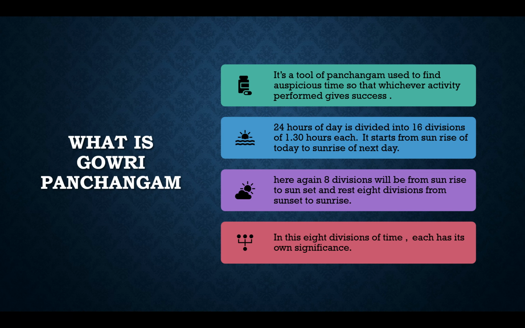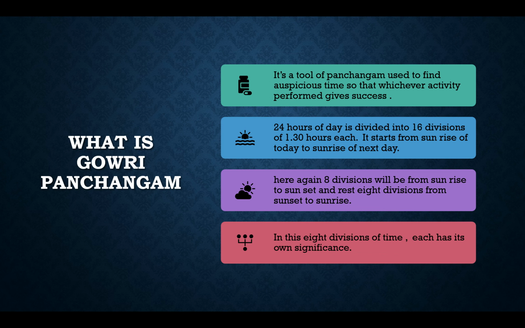Today in software some arrangement they are doing, where morning duration is less and night duration is more. That will not work. Always Jamagrahas will have the same duration. Similarly, we are seeing this Gauri also. In these 8 divisions of time, each one of them has its own significance.